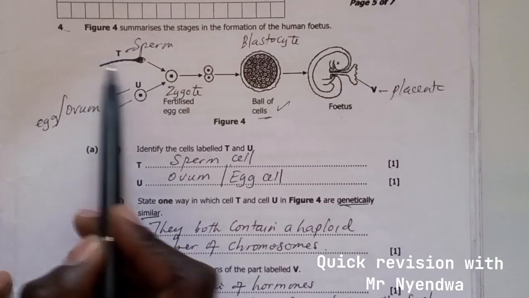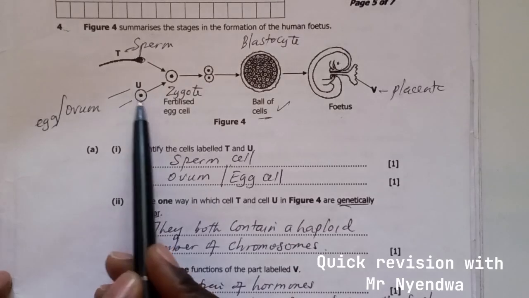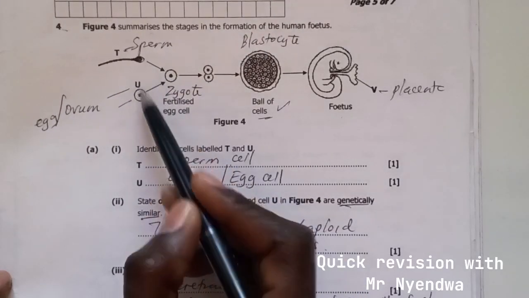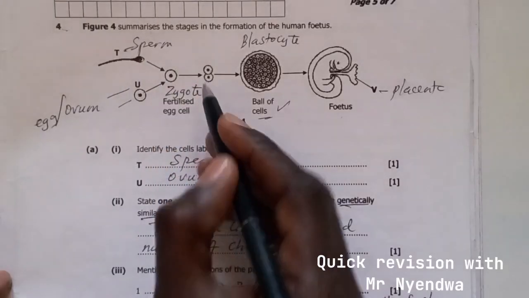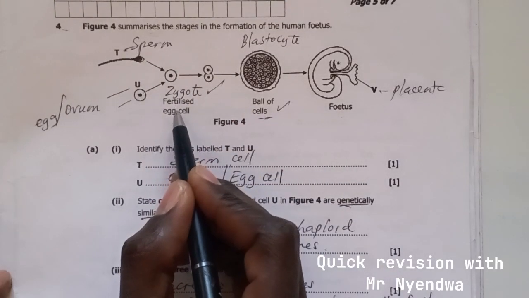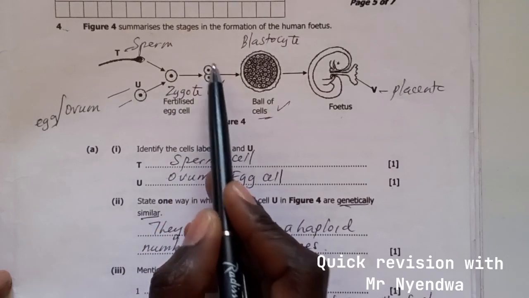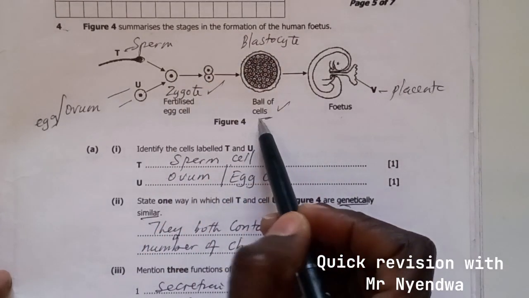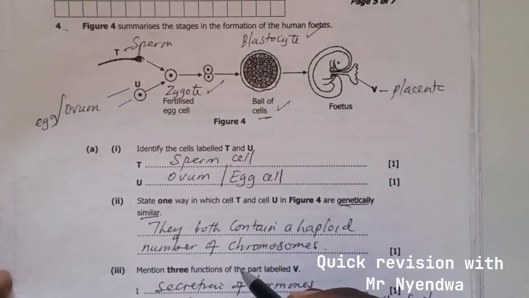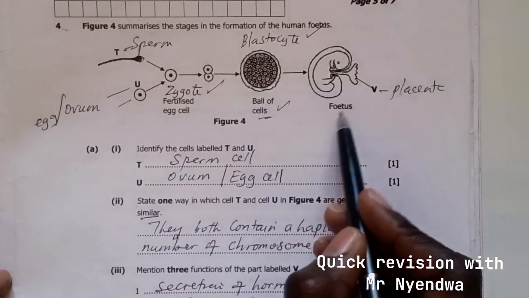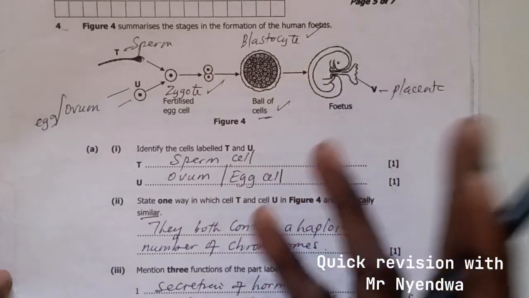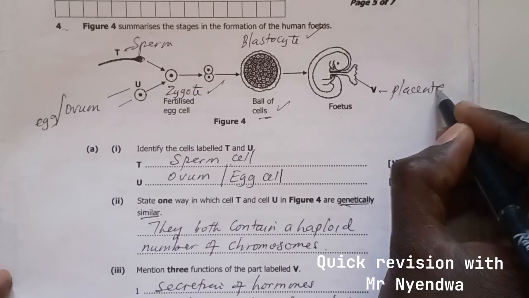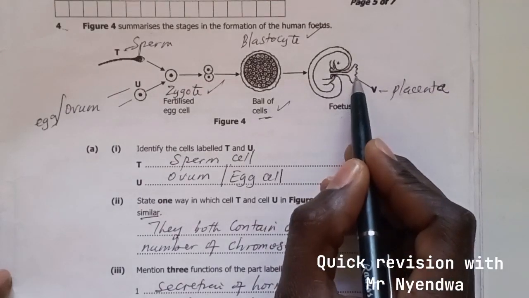So you can see cell T is the sperm, and cell U is simply the egg or the ovum. When these two fuse together, they form what we call a zygote, which is simply a fertilized egg. That fertilized egg continues to divide, and as it continues to divide, it forms a ball of cells, called a blastocyst. And later on, the fetus is going to be attached to the uterus of the mother by means of the placenta, and that is what you can see there.